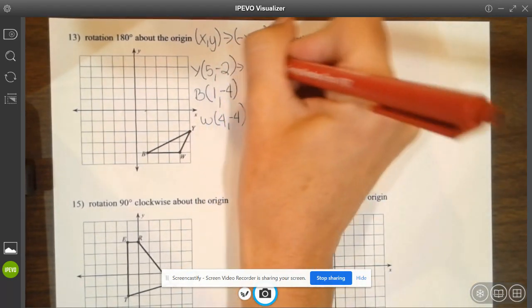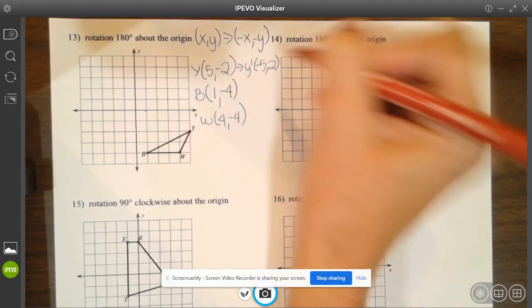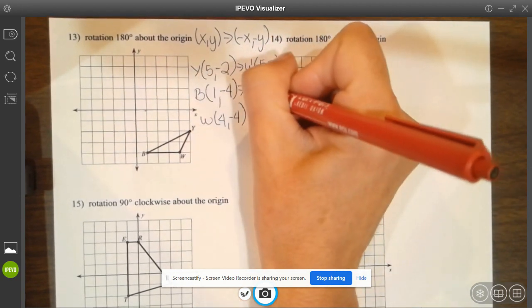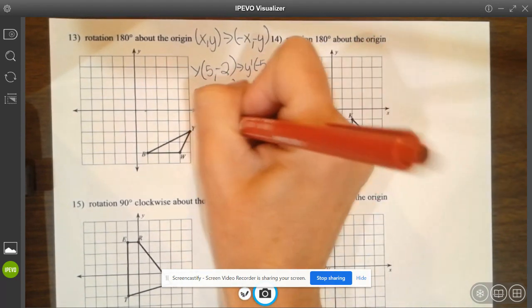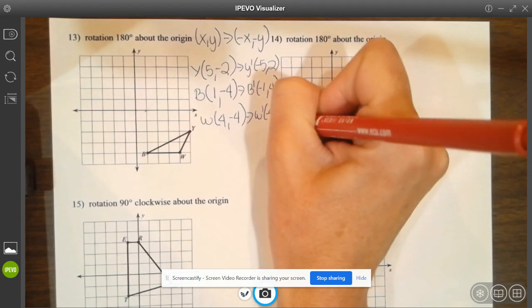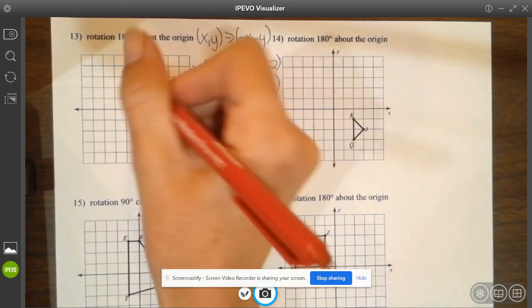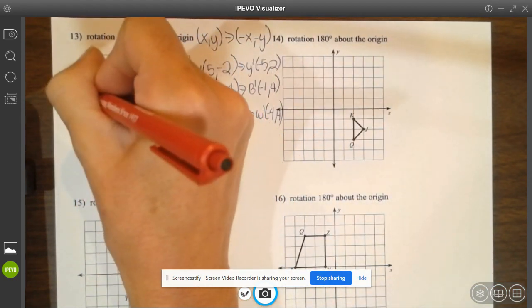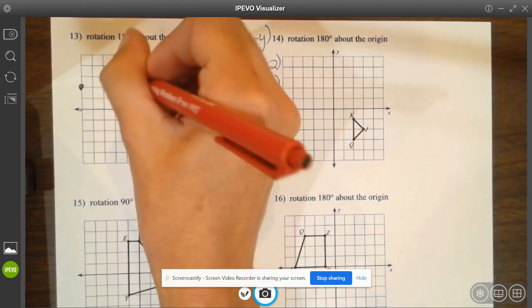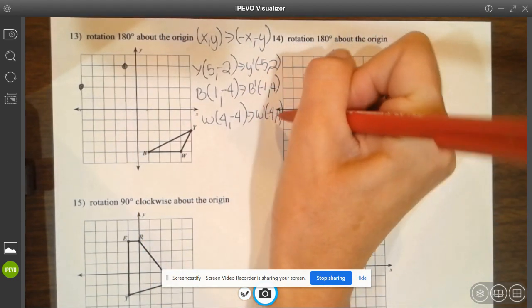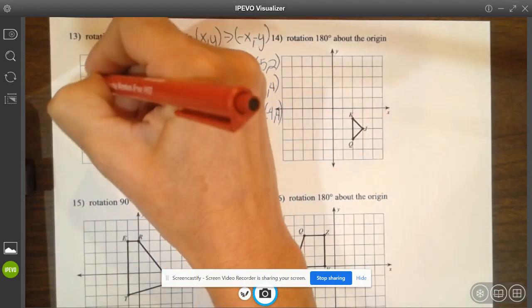All right, so my new points are Y', -5 and then +2. I just switched the signs for each. B', my new point is -1, +4, and then W' is -4, +4. So let's look at where it is. Let's find it. So that's -5, +2. B' is -1, 4. 1, 2, 3, 4. And -4, +4. So that's over here. And that is my figure.